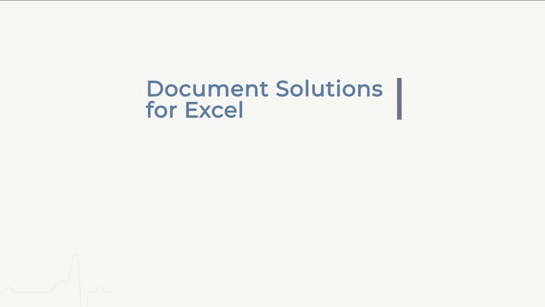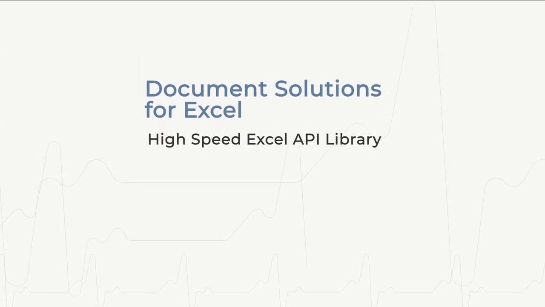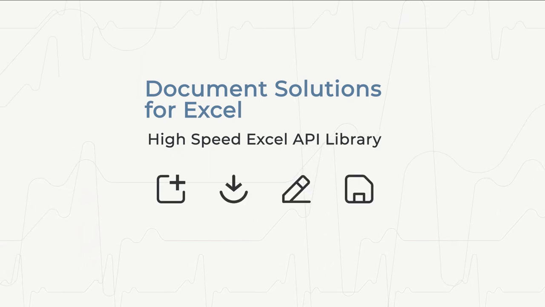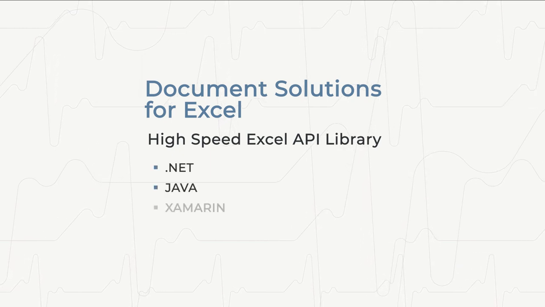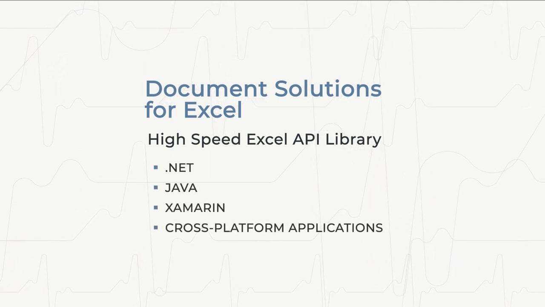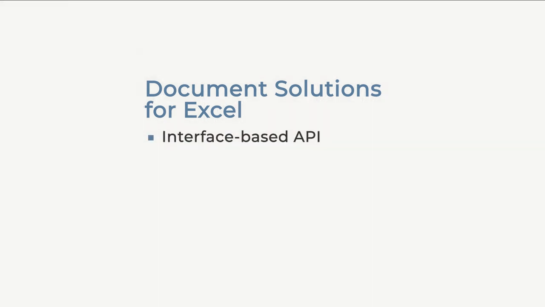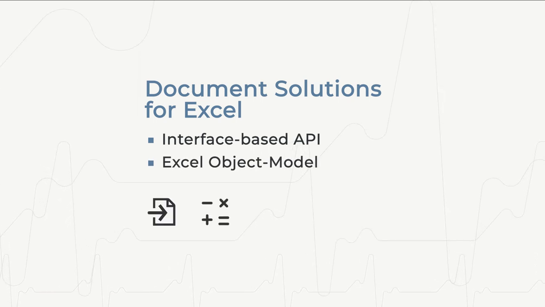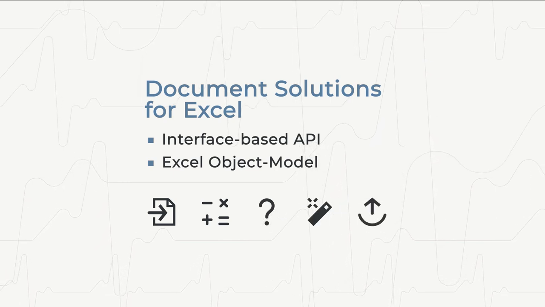Document Solutions for Excel is a high-speed Excel API library to create, load, edit, and save Excel spreadsheets for .NET, Java, Xamarin, and other cross-platform applications. It is an interface-based API library that follows the Excel object model. It allows you to import, calculate, query, generate, and export any spreadsheet scenario.